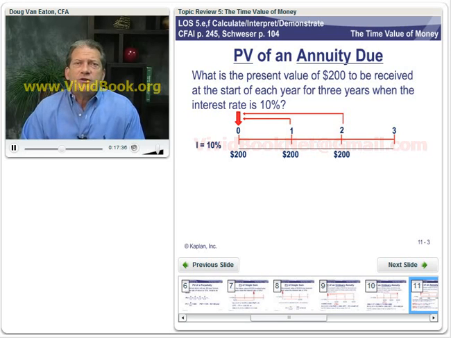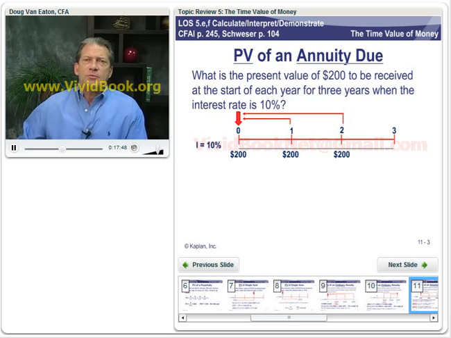So our question here: what's the present value of $200 to be received at the start of each year for 3 years when the interest rate is 10%? Now we've got those 3 payments, but they're coming a little sooner in time than with our regular annuity. Well, there's a couple of ways to solve for this.